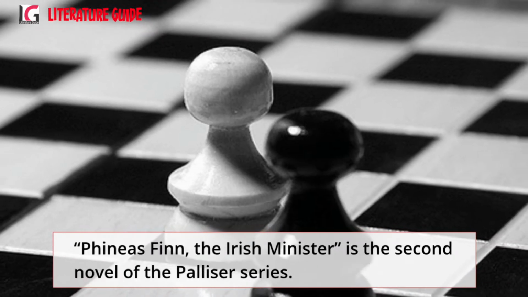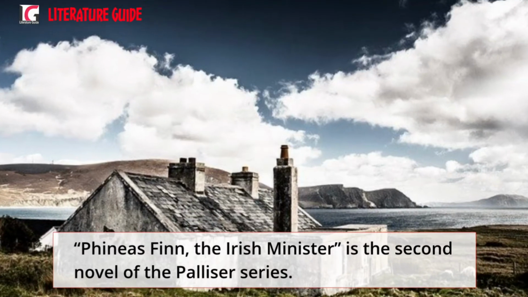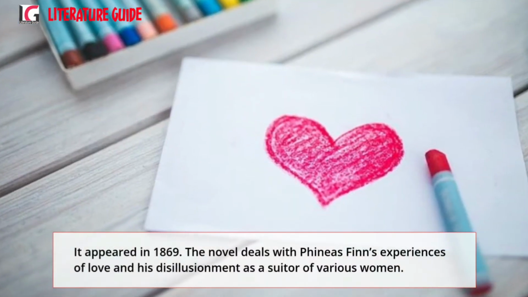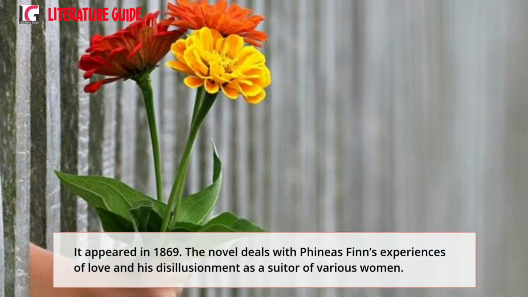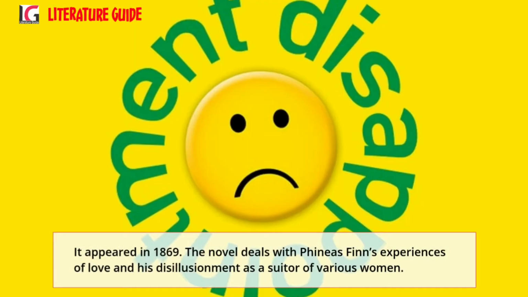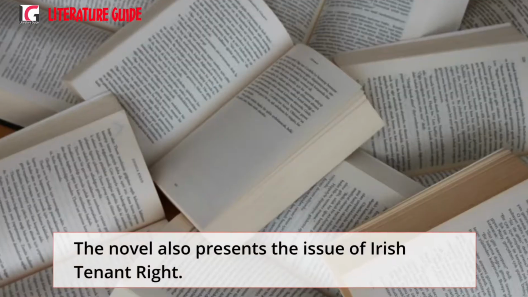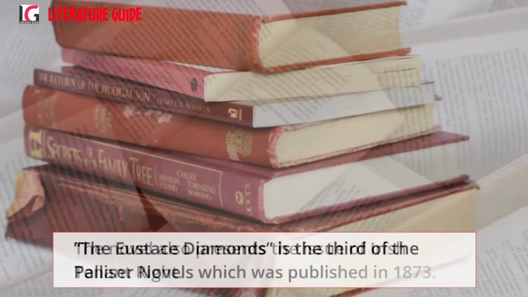Phineas Finn, the Irish Minister, is the second novel of the Palliser series. It appeared in 1869. The novel deals with Phineas Finn's experiences of love and his disillusionment as a suitor of various women. The novel also presents the issue of Irish tenant right.